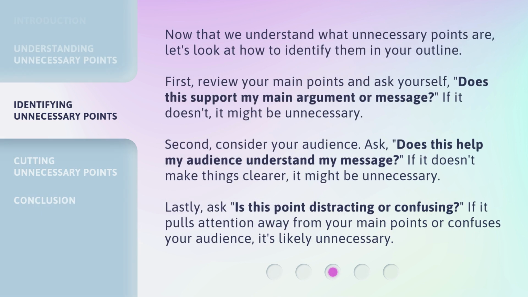Now that we understand what unnecessary points are, let's look at how to identify them in your outline. First, review your main points and ask yourself, does this support my main argument or message? If it doesn't, it might be unnecessary. Second, consider your audience. Ask, does this help my audience understand my message? If it doesn't make things clearer, it might be unnecessary. Lastly, ask, is this point distracting or confusing? If it pulls attention away from your main points or confuses your audience, it's likely unnecessary.